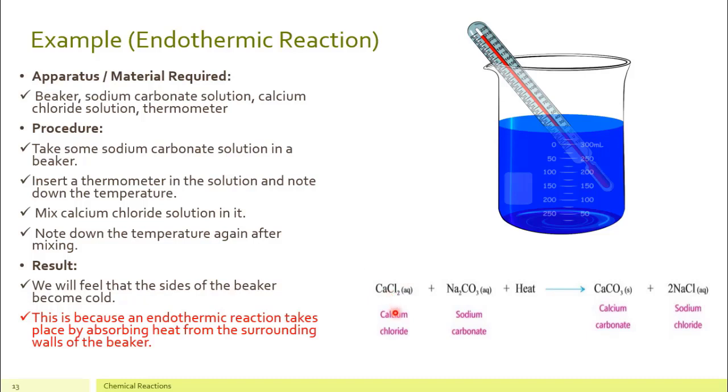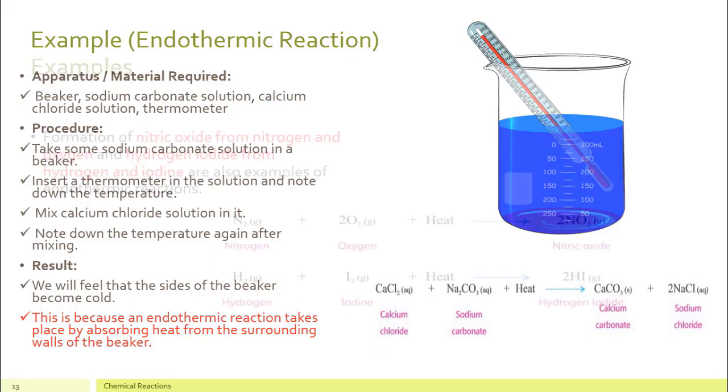Alright, the calcium of calcium chloride will react with carbonate of sodium carbonate. As you can see here, CaCO3, this is calcium carbonate, and the chlorine of calcium chloride will react with the sodium of sodium carbonate and it will form sodium chloride. Now overall in this reaction, heat is absorbed. As you can see here, both of these mix together and they absorb heat from the surrounding, and they result into calcium carbonate and sodium chloride. So in this reaction, as the heat is absorbed, therefore it is called an endothermic reaction.